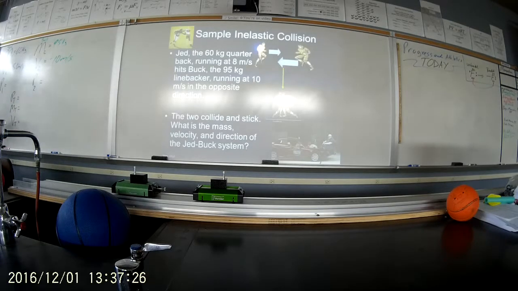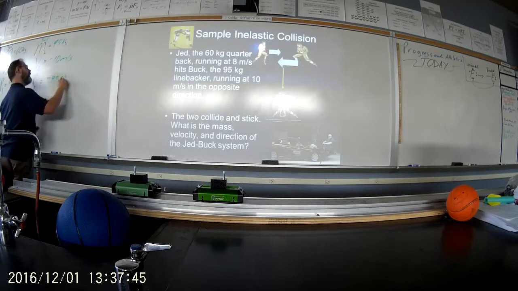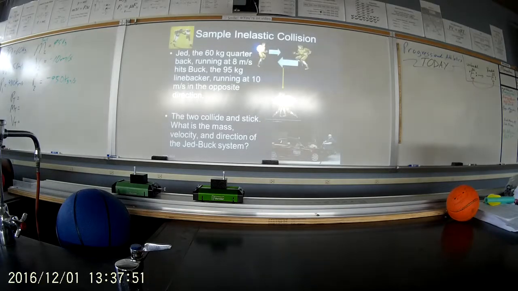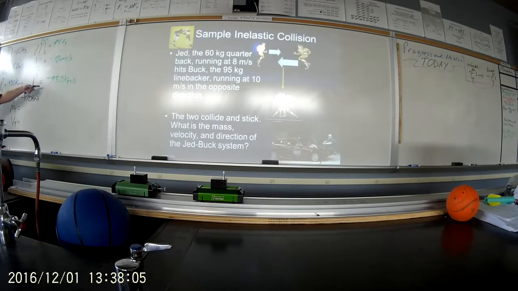Okay. So what's the momentum that Jed's carrying into the system? 480 kilogram meter per second. And that's right. What is the momentum that Buck is bringing into the system? Negative 950 kilogram meter per second. So the total momentum of the Jed-Buck system is how much? Yeah, negative 470 kilogram meter per second. Why is it negative? Because 480 plus negative 950 is negative.